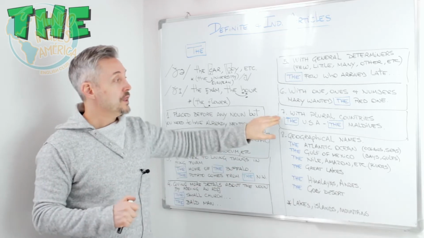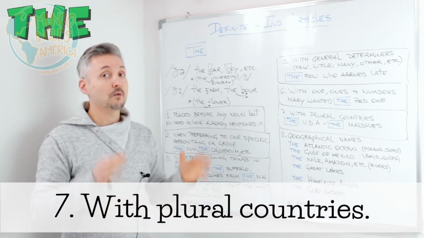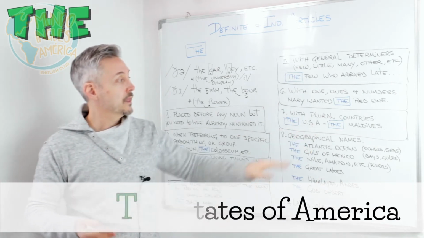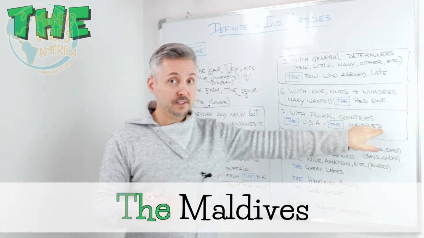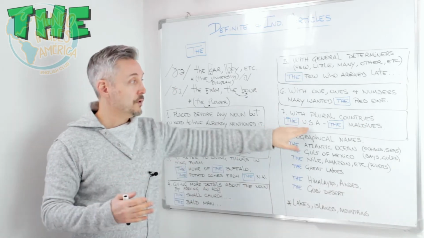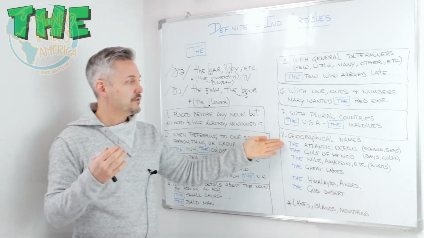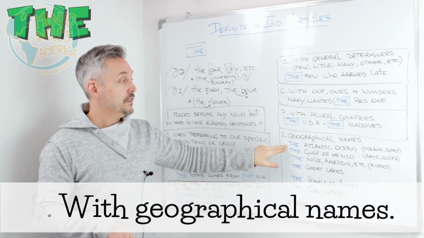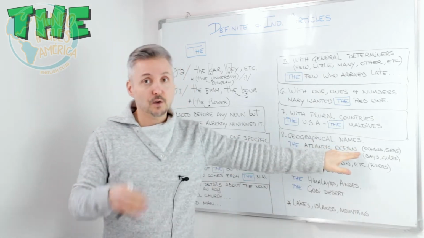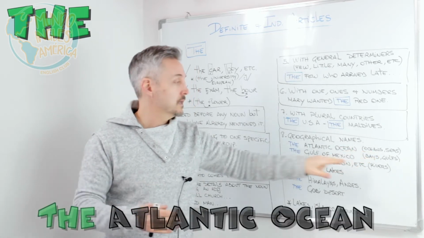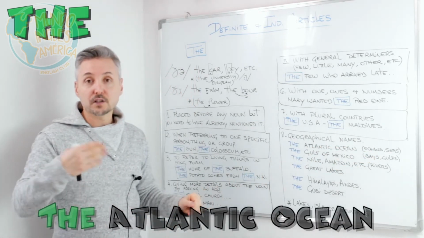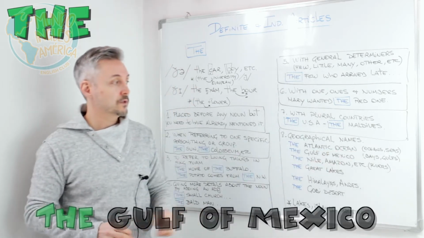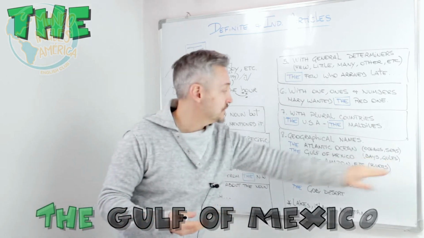Number 7, with plural countries. So, the United States of America, the Maldives, etc. So, with plural countries. Now, with geographical names, and this is the last one, the Atlantic Ocean. So, for example, with oceans and seas, the Mediterranean, etc. The Gulf of Mexico. So with bays, gulfs, etc.